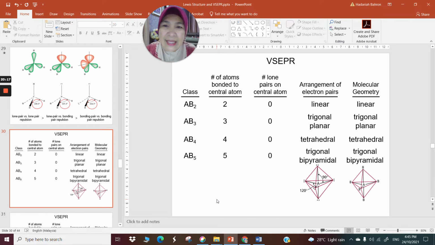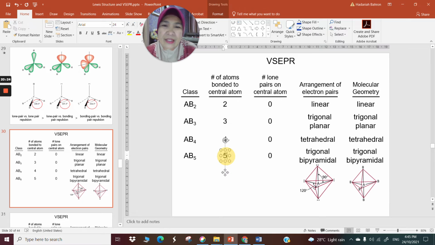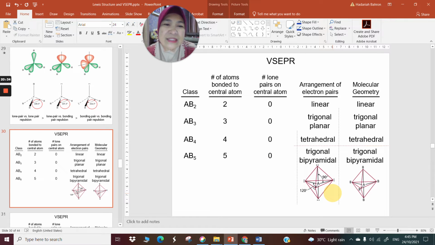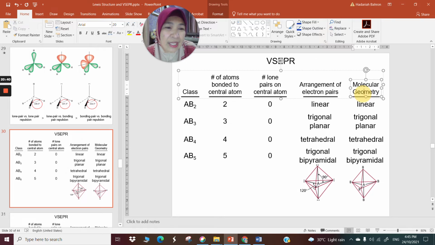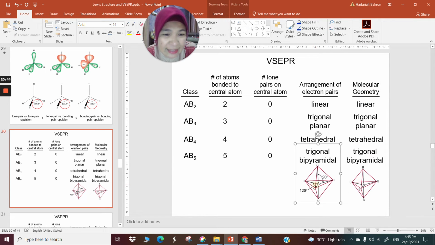So the next type is AB5. You have the case of 5 bonded atoms to the central atom, no lone pair of electrons. So you get that perfect ideal trigonal bipyramidal that I was talking to you about earlier in this lecture, where the molecular geometry also looks exactly like the arrangement of the electron pairs. Trigonal bipyramidal, where you have bond angles of 90 degrees from the North Pole to the equator, whereas from one point on the equator to another point on the equator will be 120 degrees.